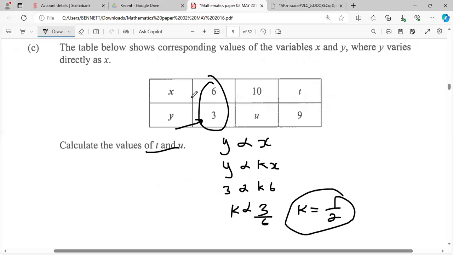So I'm going to work this one now. So I'll write back the formula, right? Y varies directly as x. We drop in the numbers now. We know that we don't know what is y, so we write u varies. We know k to be a half, and we also know that x would be 10 in this case. So we just times it by 10, and of course we know that a half dividing by 2. So u is 5.